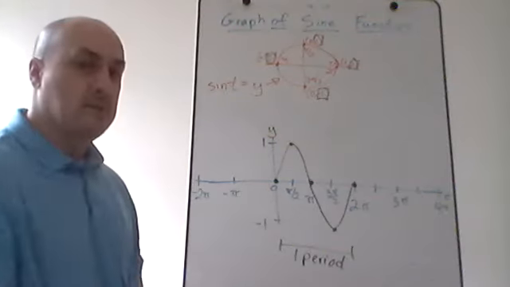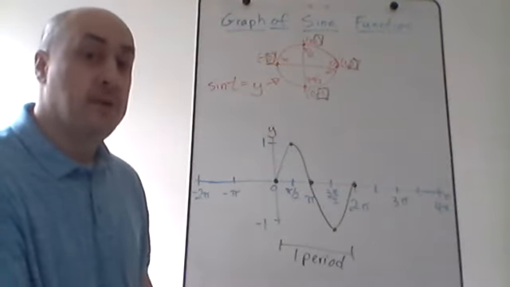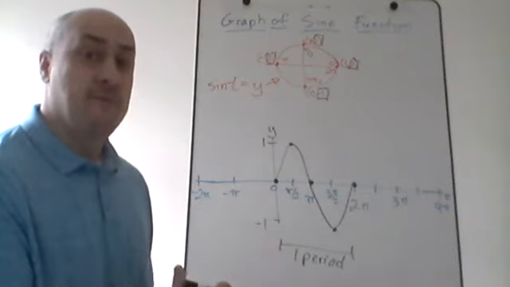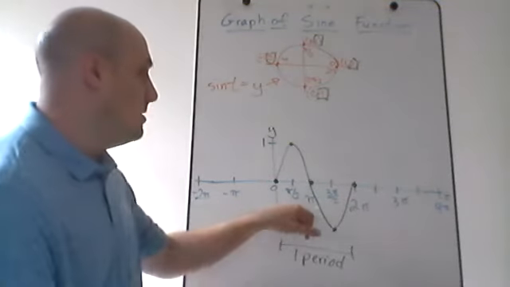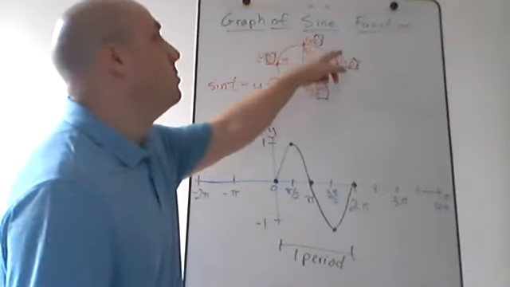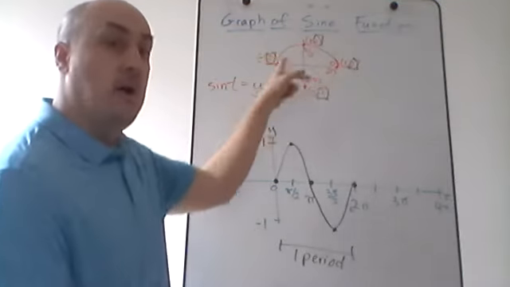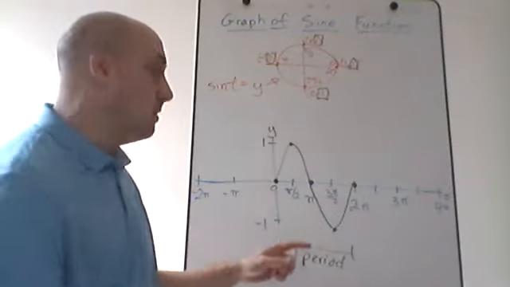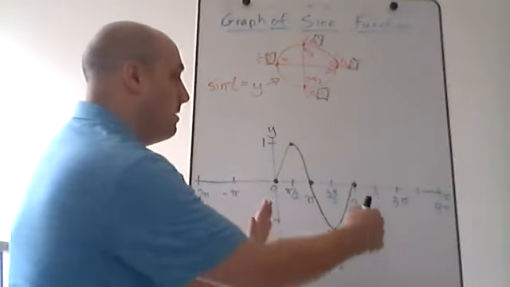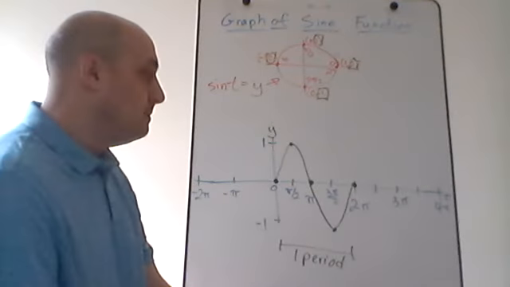Right, one period. The trigonometric functions, we call them periodic. What periodic means is that they repeat the same behavior over and over again. So this is one complete period of the graph between 0 and 2 pi, which corresponds to one complete circuit around the unit circle, right? One lap around the circle. If I graph all the y-coordinates all the way around, that gives me one period of the graph of the sine function.